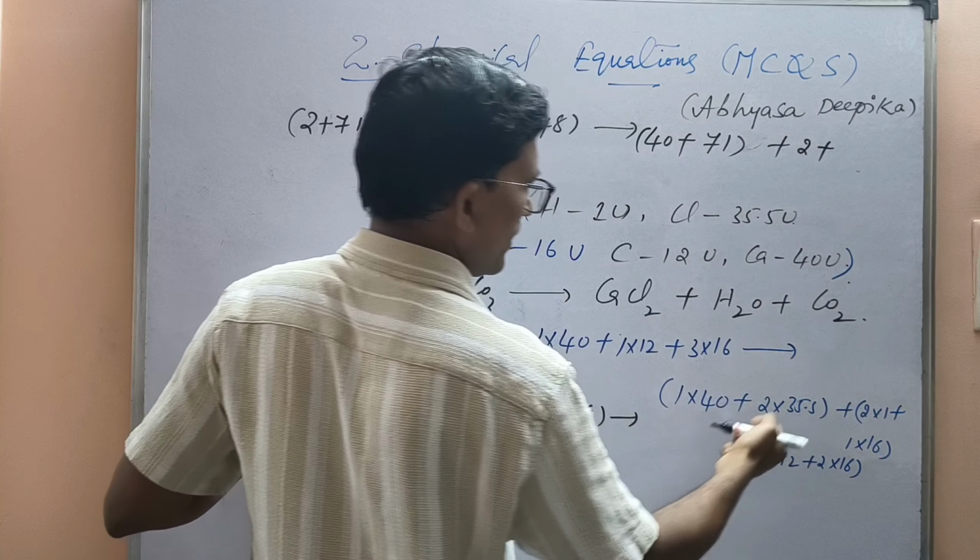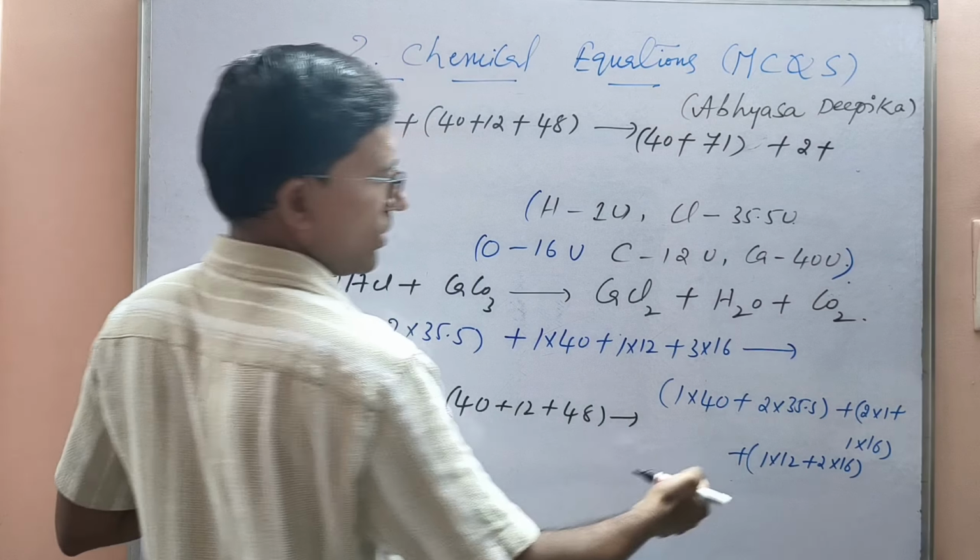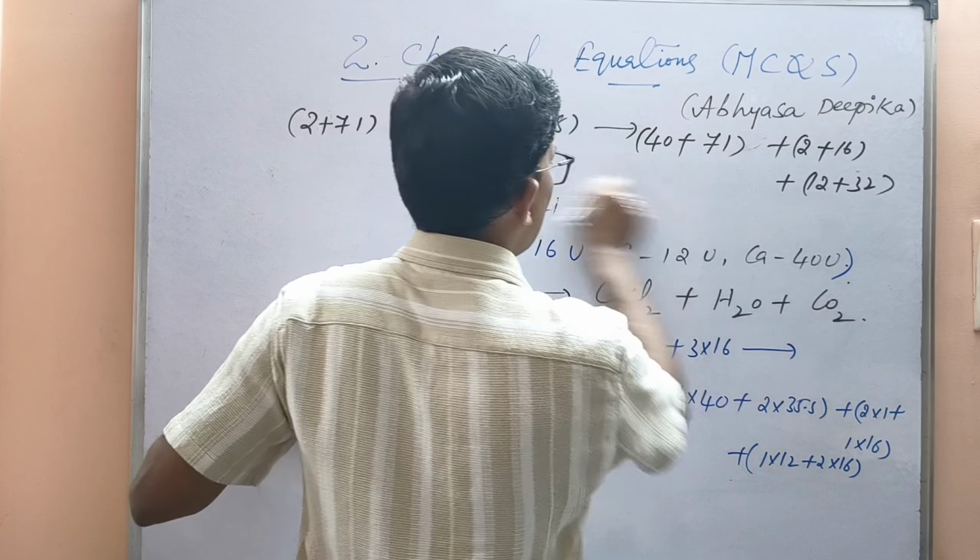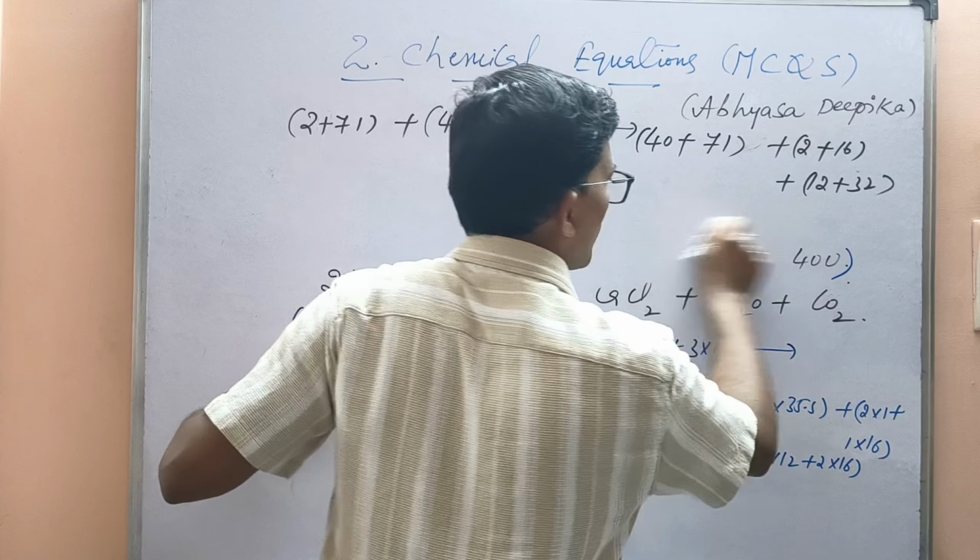2 plus, this is for water, 16. Close the bracket. For water it is over. And it's carbon dioxide: 12 plus 1 into 12, 12 plus 32. Close the bracket. Then I will rub this part, and even this part also I will rub.